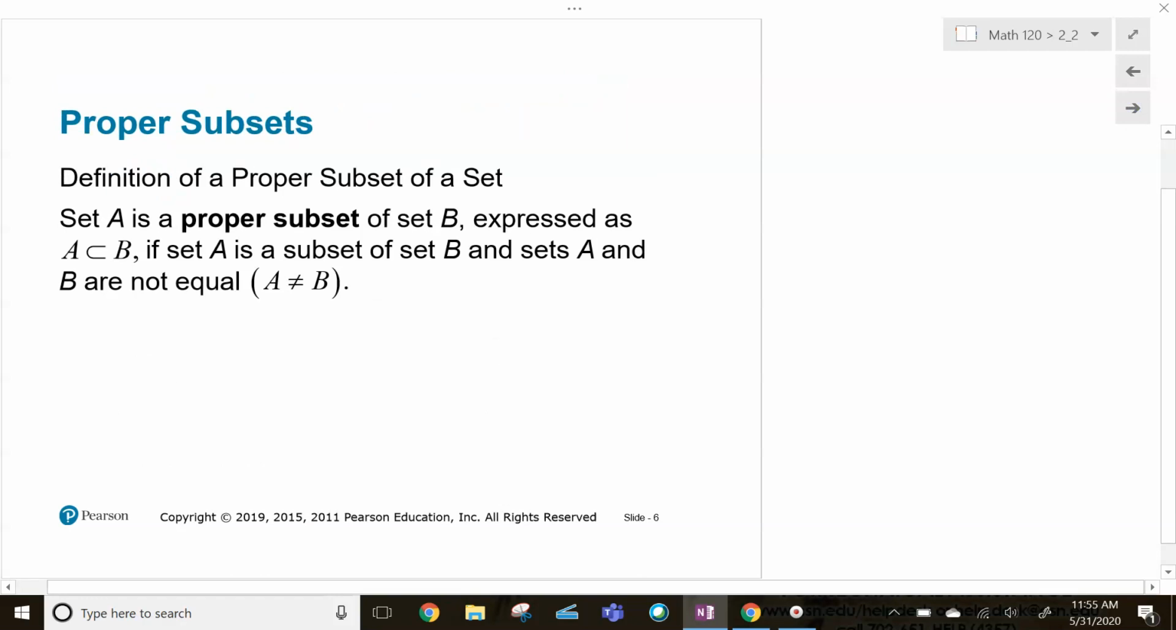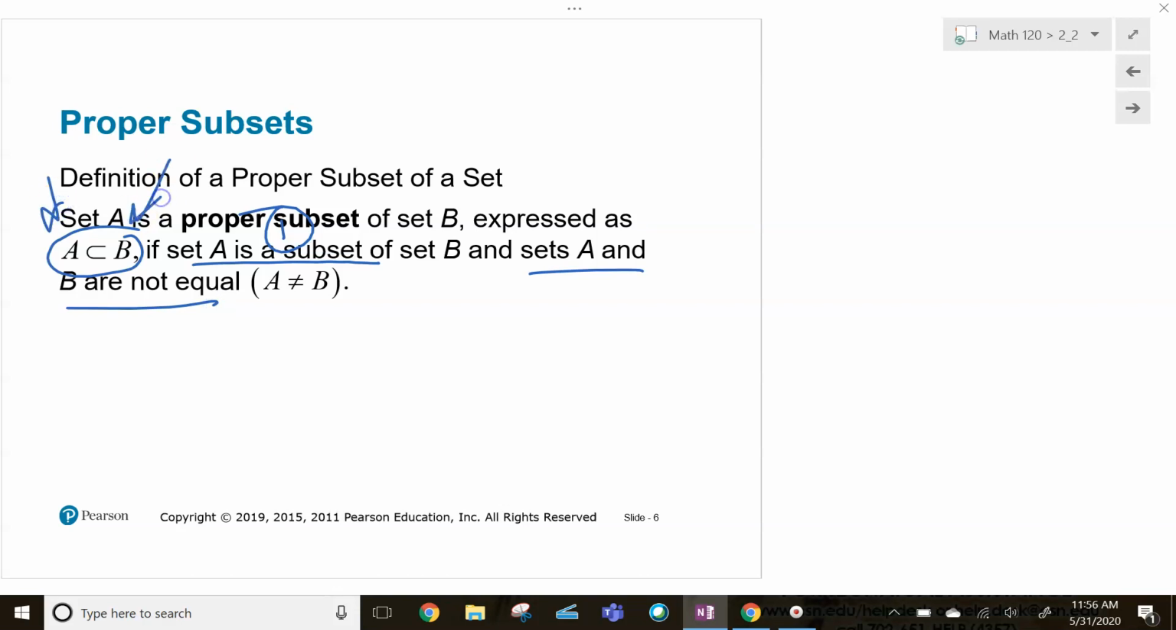All right, a proper subset. So A is a proper subset of B if set A is a subset, so first of all, number one, it's got to be a subset, and sets A and B are not equal. So they cannot be the same set. In other words, A is going to be smaller than B, right? There are going to be more elements in B because everything in A has got to be in B, but they just can't be the same set.